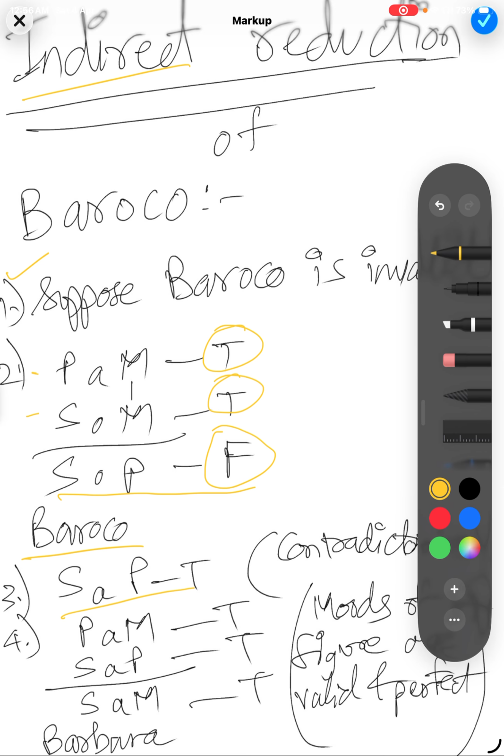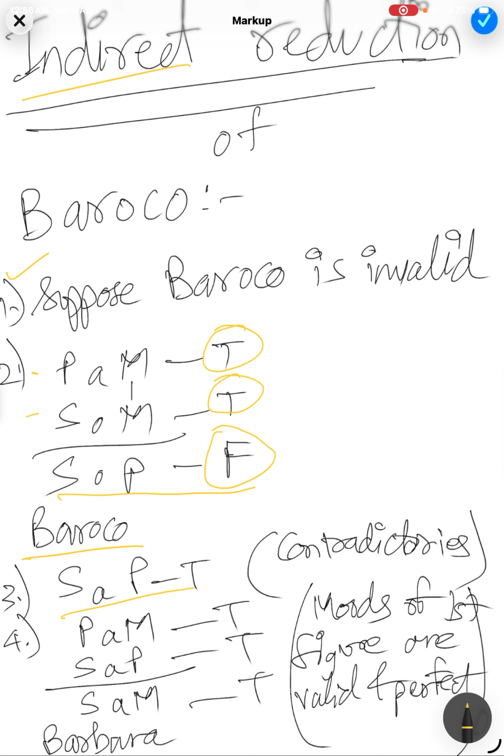So what we'll do is SAP will be the minor premise, and PAM will be the major premise. We are getting the first figure. Now if these two are the premises and we are going for one of the valid modes of the first figure, and both are A, only Barbara is possible. So the conclusion will also be A, the middle term will disappear, the major term will be the predicate of the conclusion, and the minor term will be the subject of the conclusion. So we'll get a new proposition, which is SAM is true.